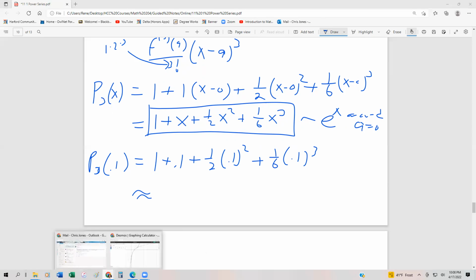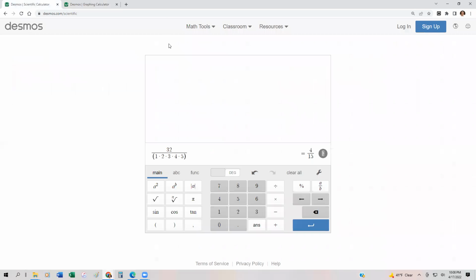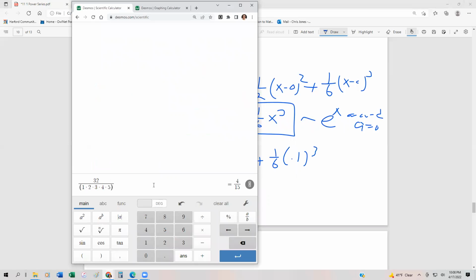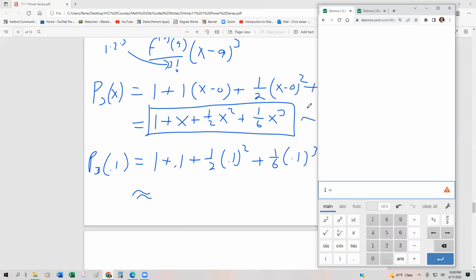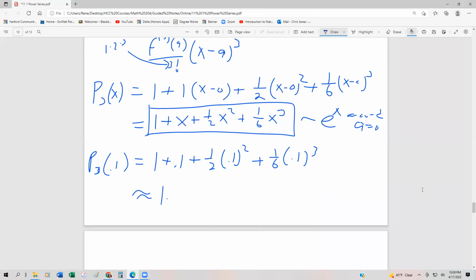Okay, so if I go on my calculator, I'm going to go back to graphing calculator. And so we have 1 plus, and again, I'm just substituting back in right here. Okay, so 1 plus 0.1 plus a half of 0.1 squared plus a sixth of 0.1 to the third. Okay, so that gives me 1.1051. Okay, so I'm just going to write it out to a whole bunch of decimal places.